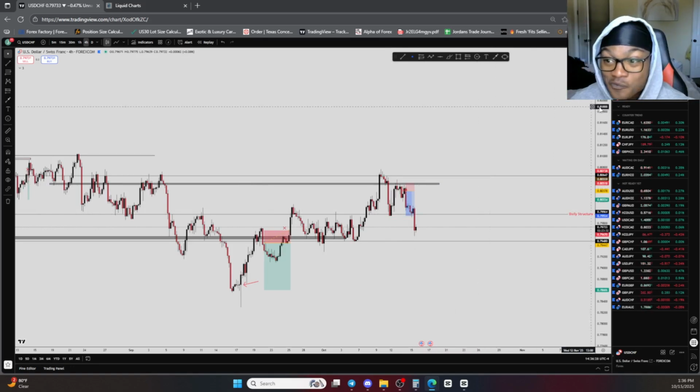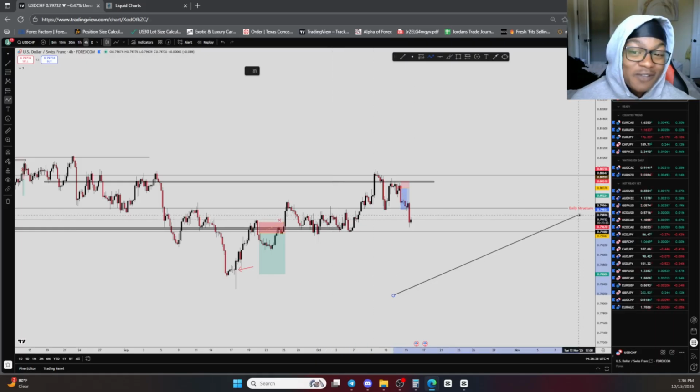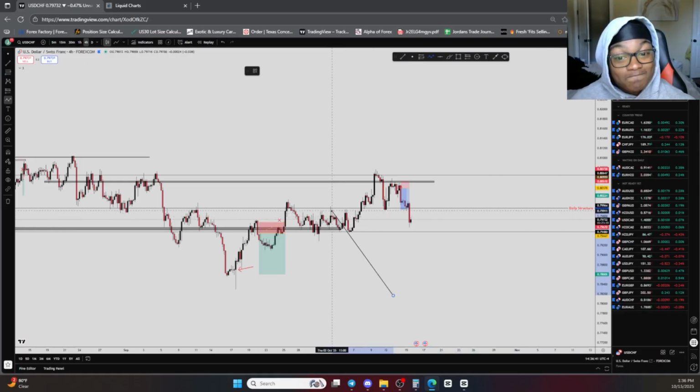For tonight though, I know y'all see what I see. It's not a secret. Price is underneath that daily structure, and when we're underneath, I'm wondering what could happen. I wonder what could happen.